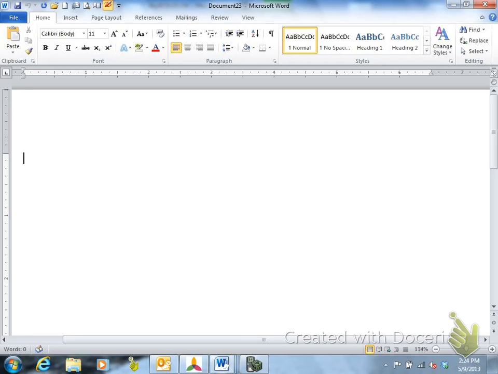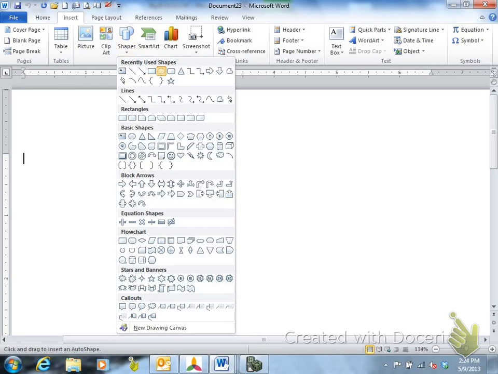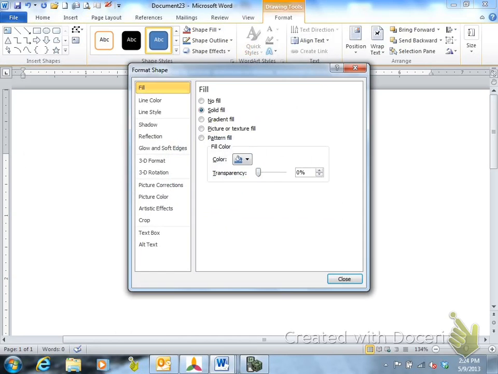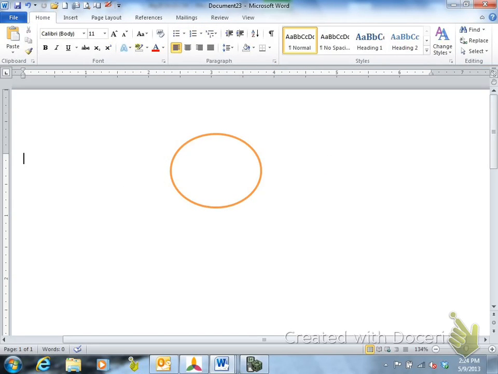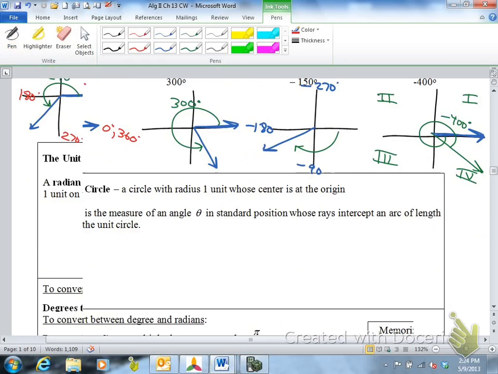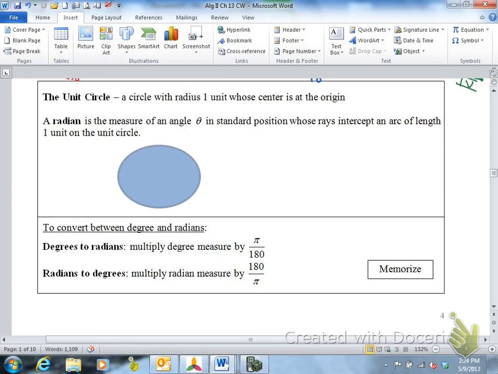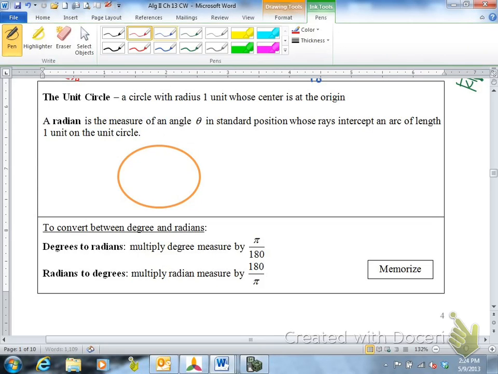So if we have a circle, insert a circle here. Okay, so if we have a circle, there we go, there's a circle. If we have a circle with a radius of 1, so here are axes, this radius is 1.